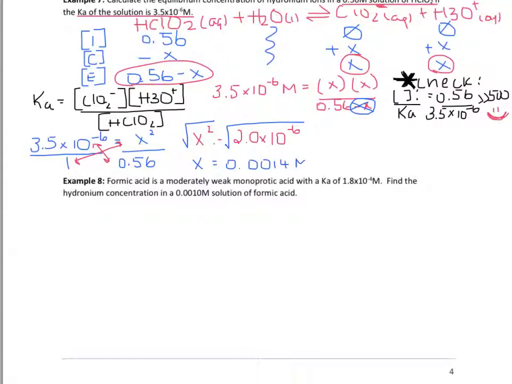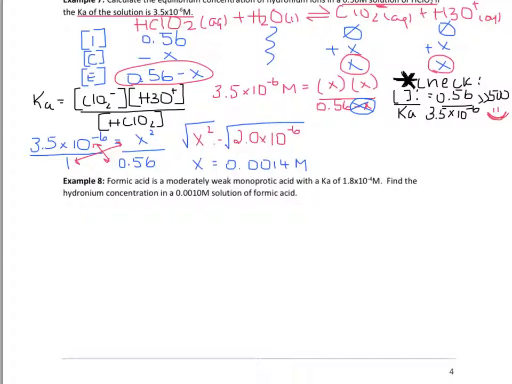So we will have x is equal to 0.0014 molar. Realize that when you take the square root of a number, you will get the positive and the negative values. However, in a real world case, it would not make sense for us to have a negative concentration, so you can automatically disregard that one.